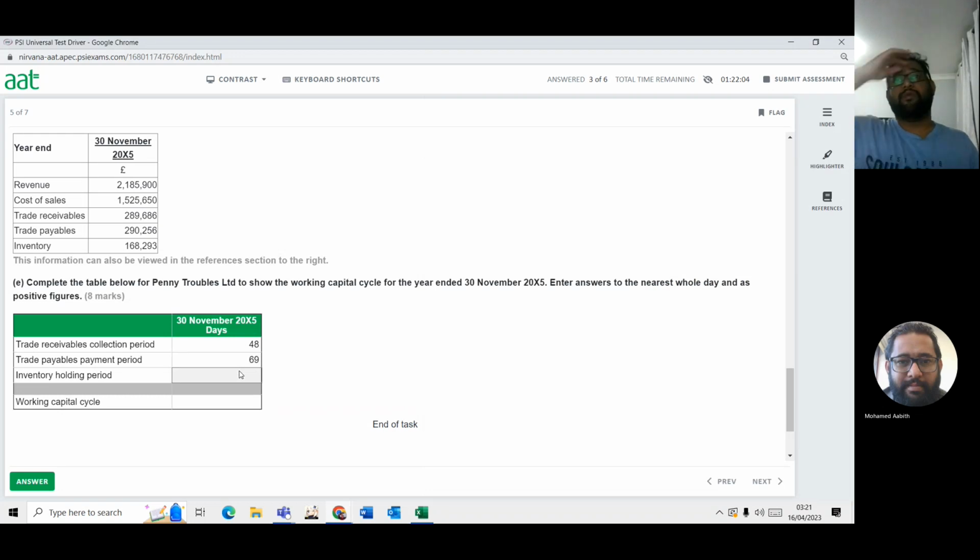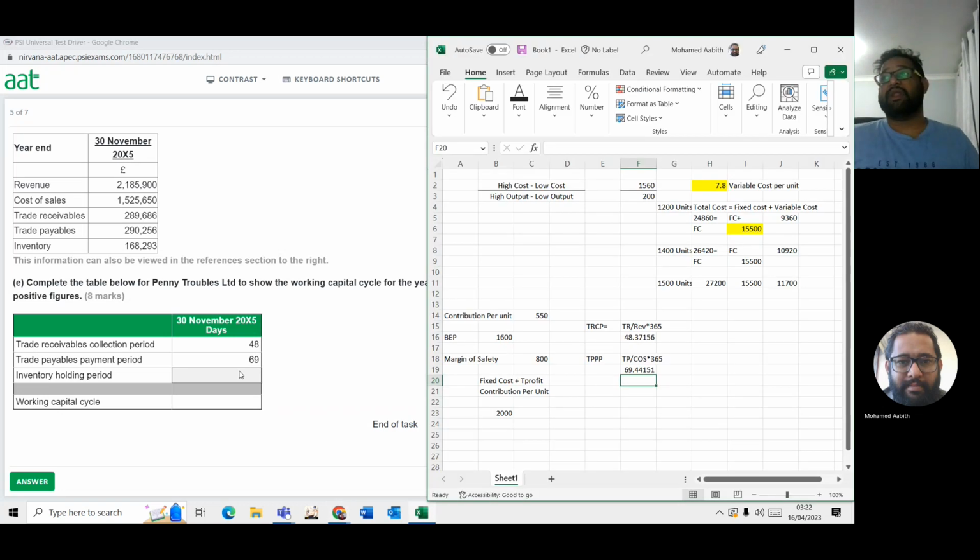And what is that going to be for your inventory holding period? The inventory holding period in this scenario is going to be the inventory divided by the revenue, I think. Yeah, let's see. It's going to be calculated as inventory divided by revenue.